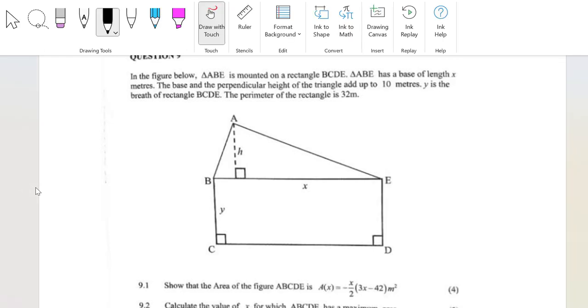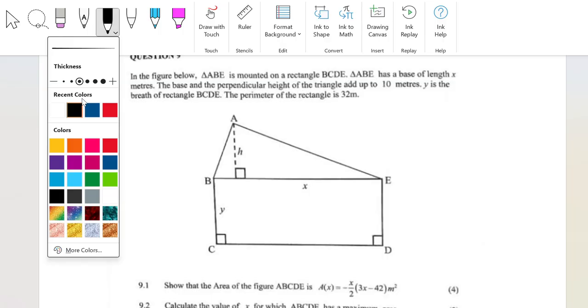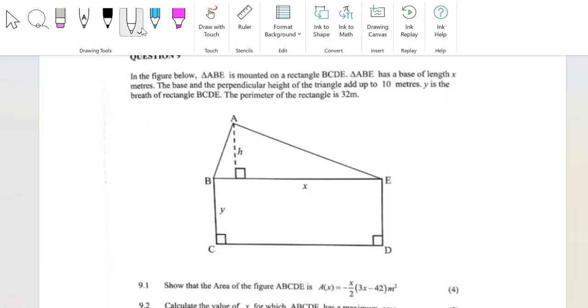We're going to be reviewing question 9 that came in paper 1 for Limpopo. So we're given this configuration here, which comprises a square and a triangle, and there are questions that follow from there. So let's get to it. Okay, so the figure below, ABE is a mounted triangle.